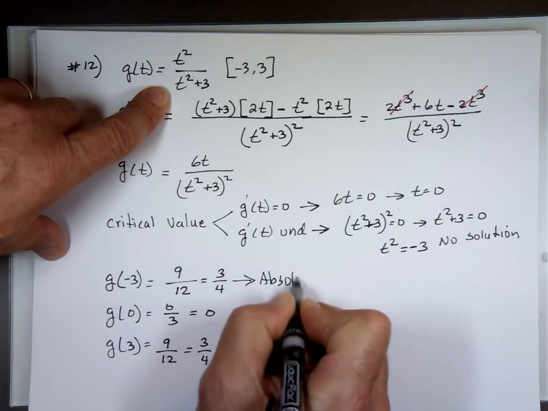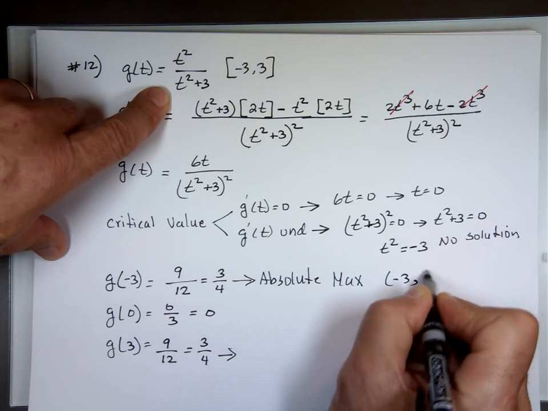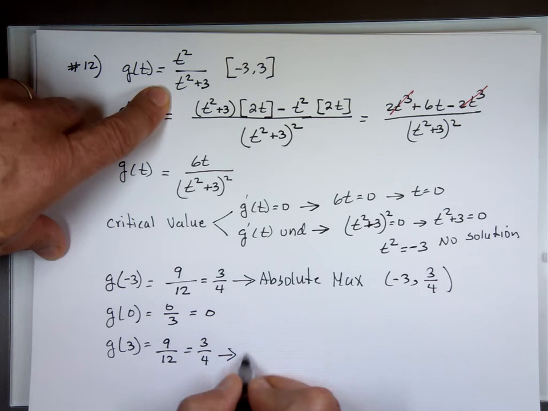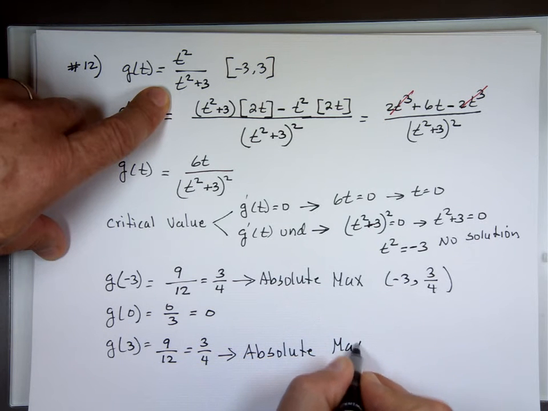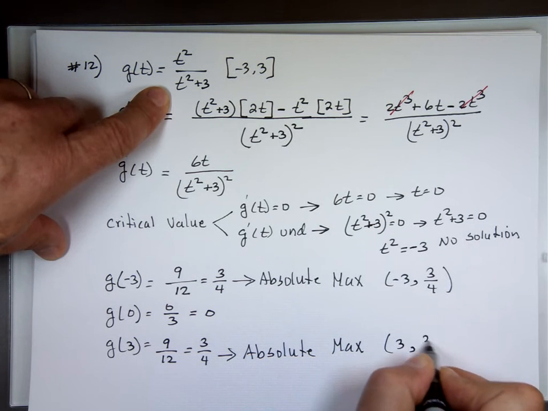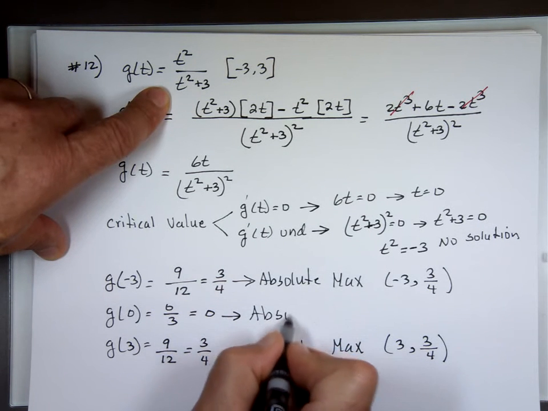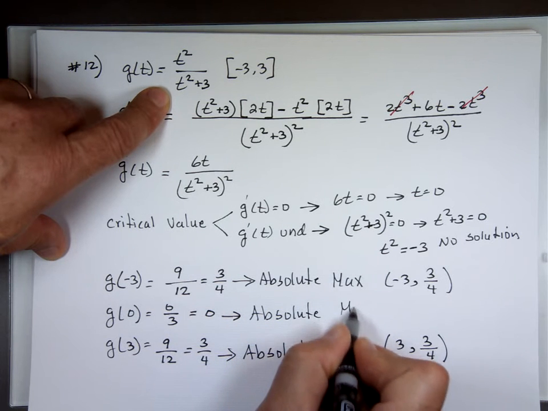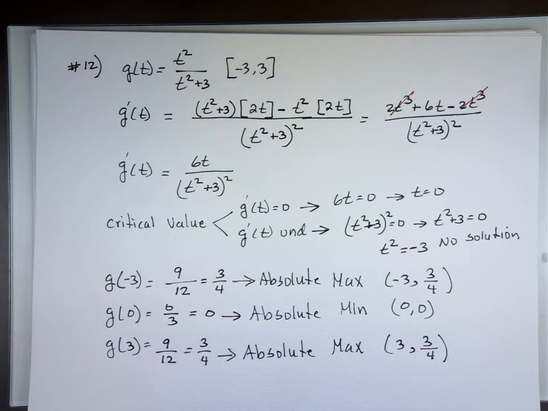They have the same value. So negative 3 comma 3 over 4, and this is also absolute max. Three comma 3 over 4. This one's your absolute min, which is 0, 0. So they gave us three boxes: one for the min, two for the maxes. Yep. We have two absolute max, and we have one absolute min.